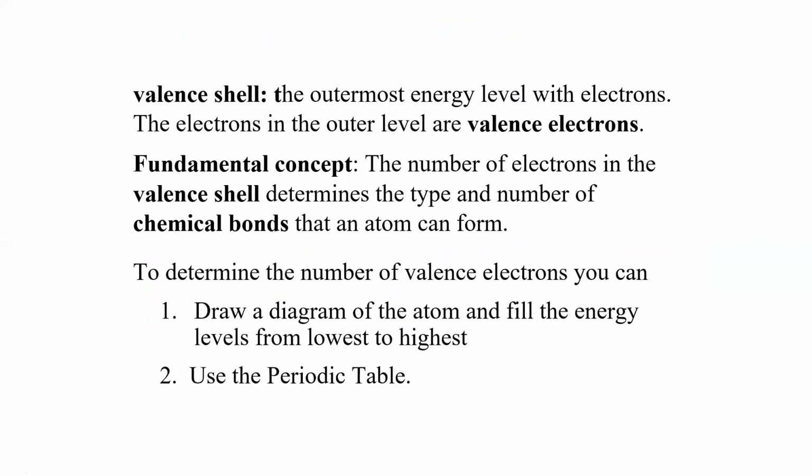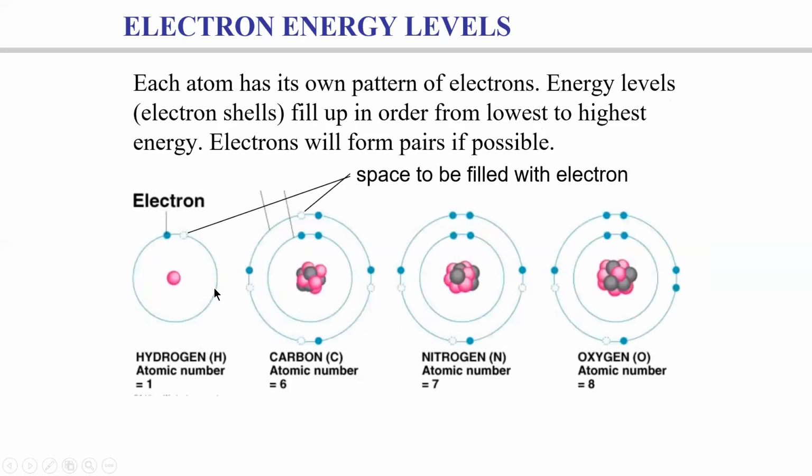Okay. So with hydrogen, the valence shell for hydrogen is the first shell, because that's the only one with electrons in it. And there's one electron in the valence shell for hydrogen. For carbon, the valence shell is the second shell, because that's the outermost. And there's 4 valence electrons in the valence shell with carbon. For oxygen, the valence shell is the second shell, and oxygen has 1, 2, 3, 4, 5, 6 valence electrons in it.